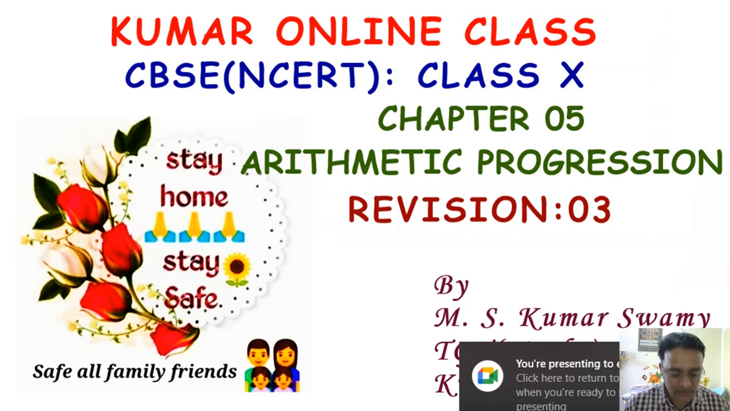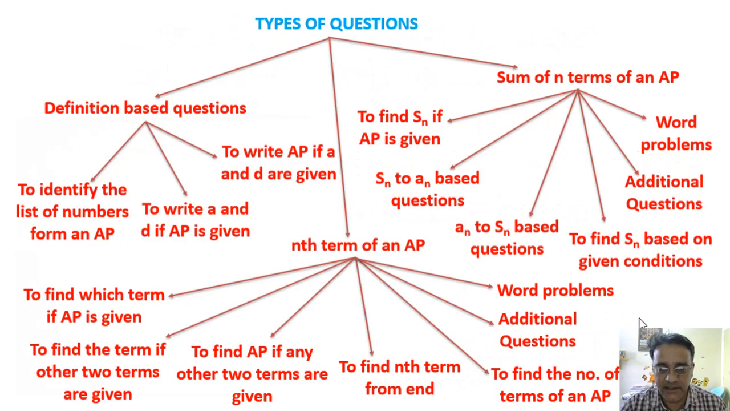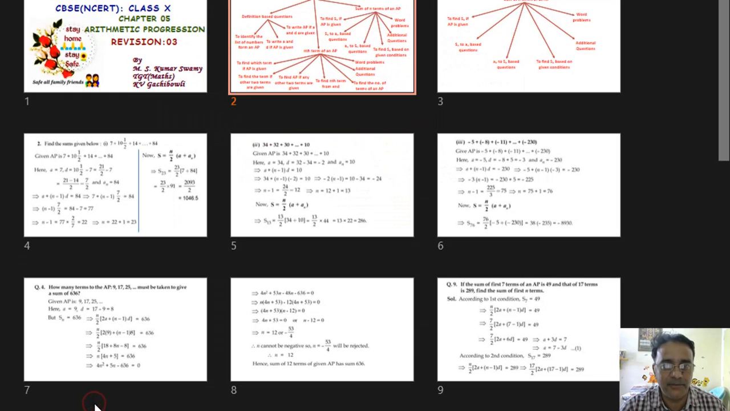So today we are going to start session number 3 of chapter number 5, arithmetic progression. So this is the last revision class of this chapter. After this we'll start the next chapter revision. So let us have a glance of what we have completed.